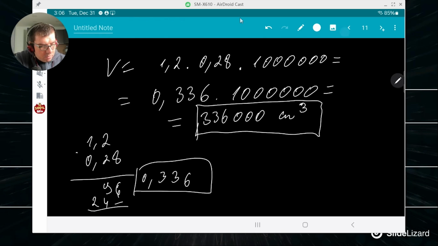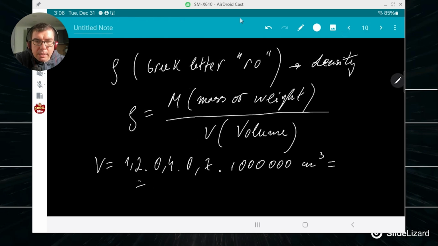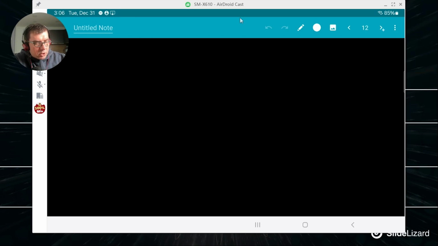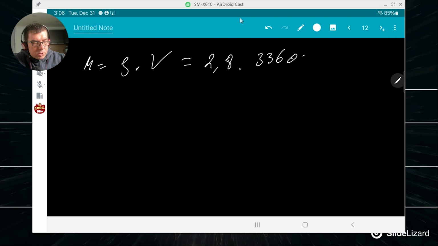And then from my formula, density equals mass divided by volume. In order to find the mass, I switch the volume to the other side with multiplication. So the mass or the weight will be density times volume. So it's going to be 2.8 times 336,000. Okay, I need to multiply it on the side. So 336 times 2.8, and I just add 3 zeros at the end to the answer.